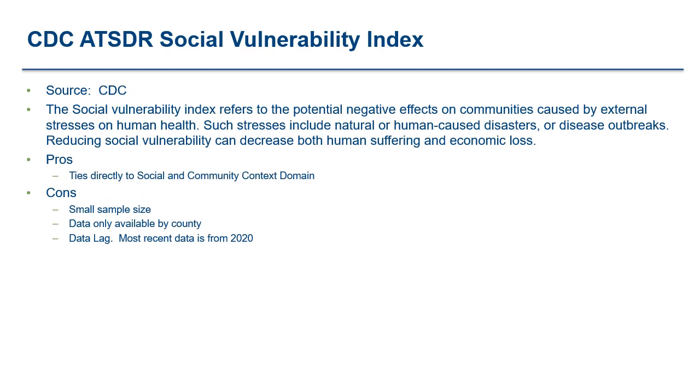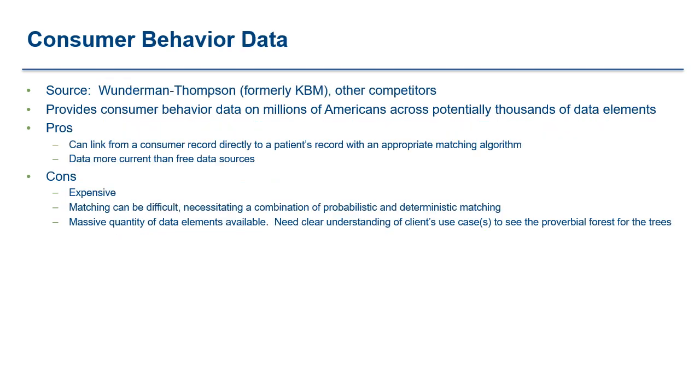Then you have the Social Vulnerability Index. This is coming out of the CDC. This deals with the negative impact on communities caused by external stresses, such as human-related disasters or disease outbreaks. This works directly with the social and community context domain. But this is sample data, a relatively small sample size, and again, the data is only available by county.